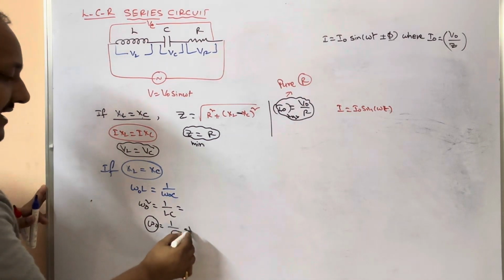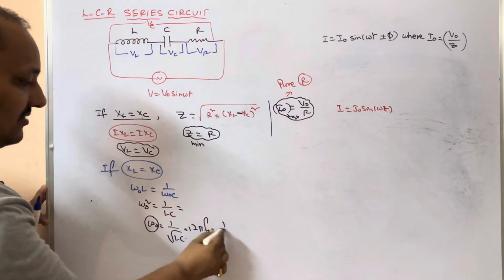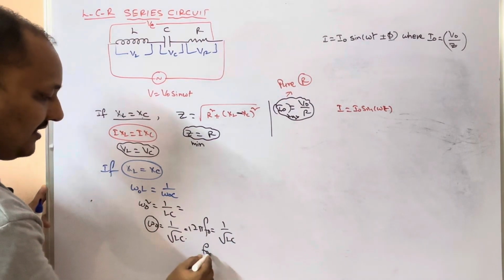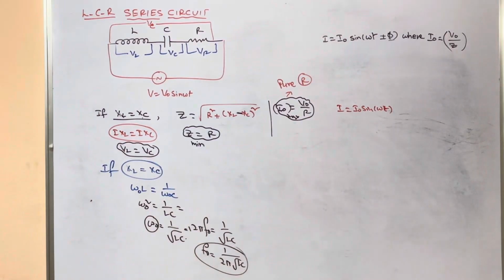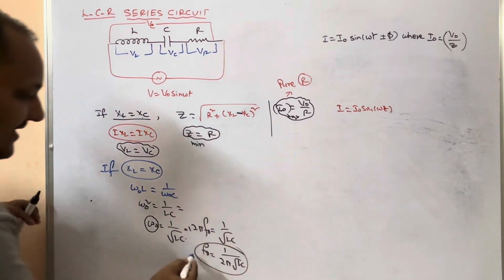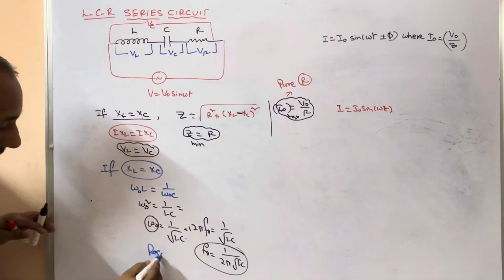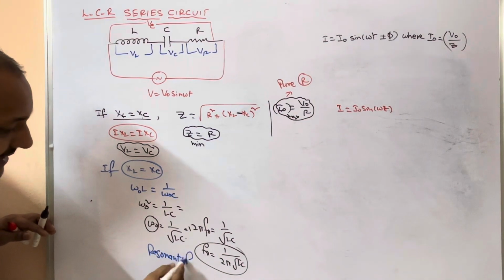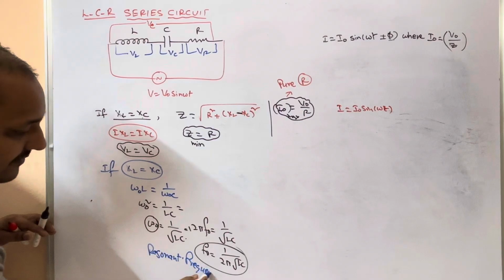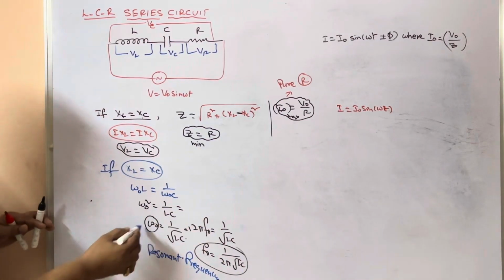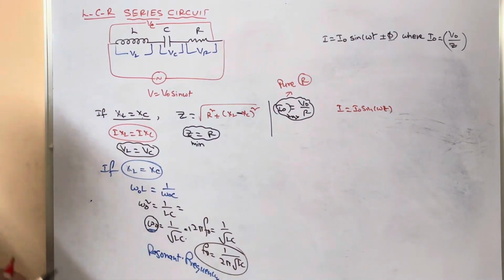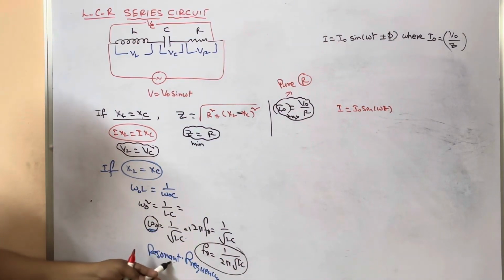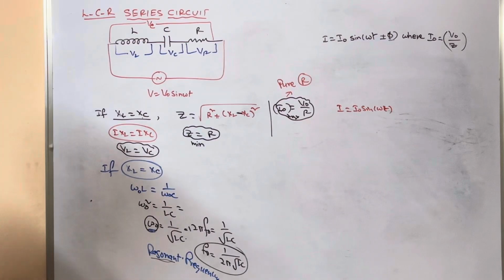If omega naught is written as 2 pi f naught, then f naught is 1 by 2 pi root LC. So 1 by 2 pi root LC is nothing but the resonant frequency, or resonance frequency. This is the resonant angular frequency; if you write omega naught, you use angular frequency. Resonant or resonance is going to be the same.